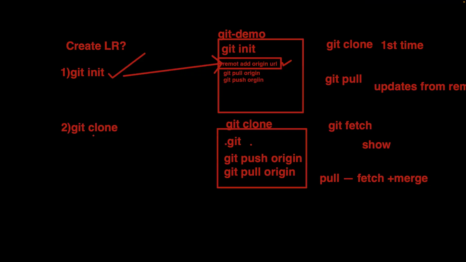This is clear, right? I'm clearing this. Now, whenever you push, what you have to do is git pull origin. Then you will see the changes. I mean, you will get the changes merged and then you will push. You will push to origin.